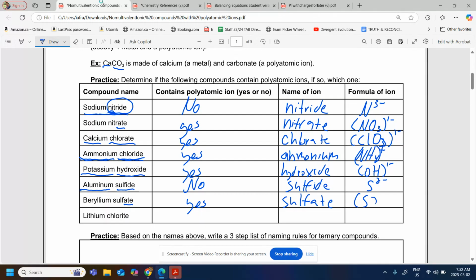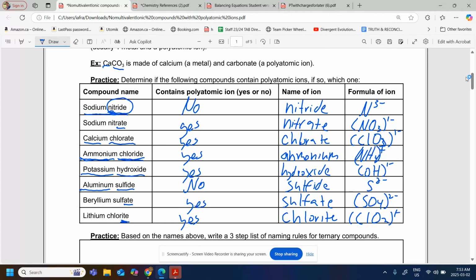In brackets, SO4, 2 minus. Lithium chlorite. Ite, yes, that is a polyatomic ion. And then chlorite is the name of the polyatomic ion. It's not chloride, it's chlorite. So we'd have ClO2, 1 minus.